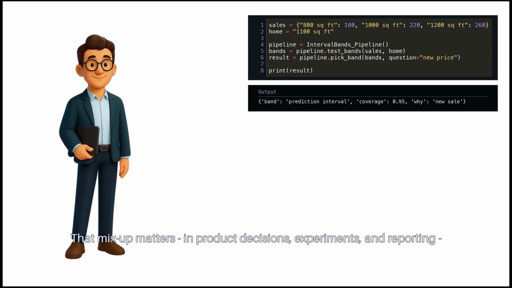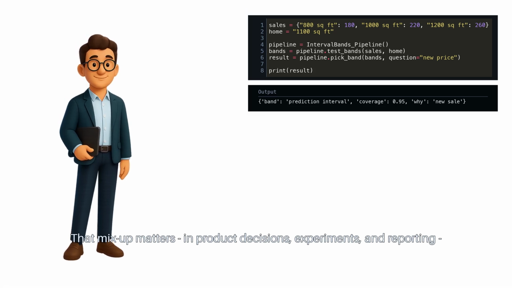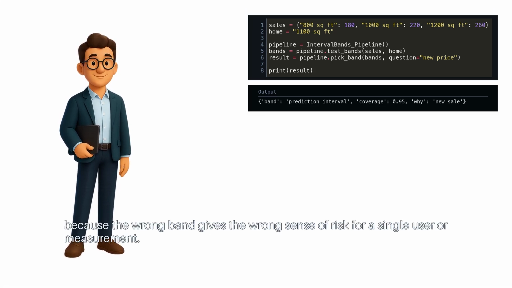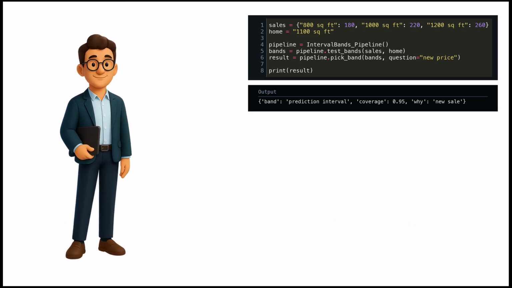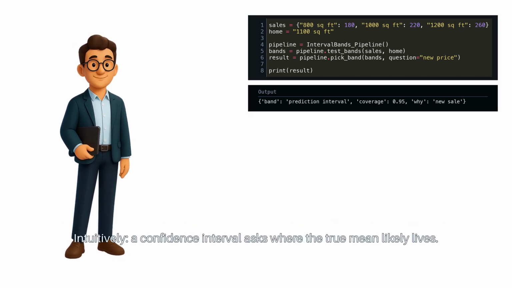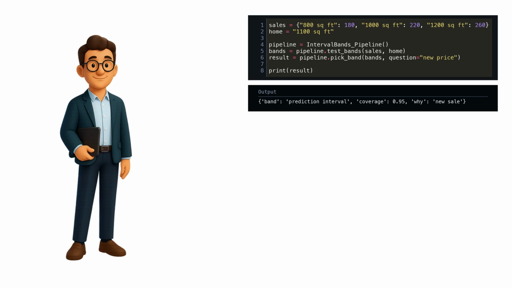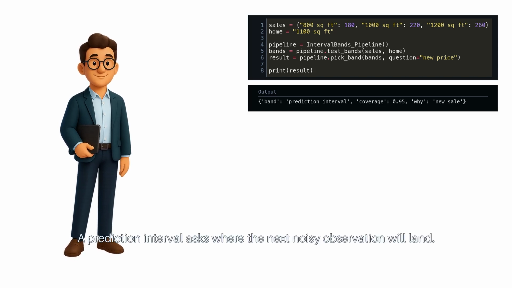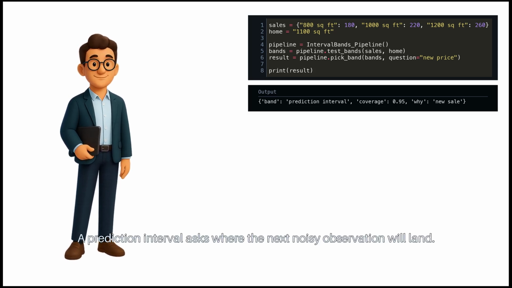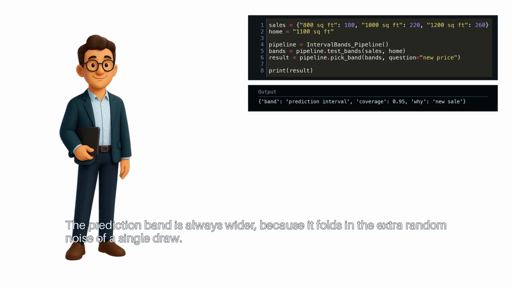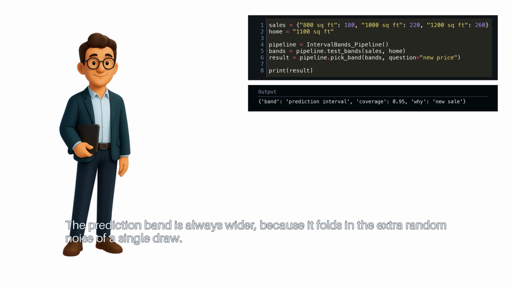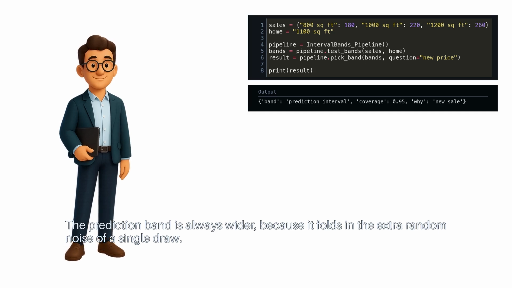That mix-up matters in product decisions, experiments, and reporting, because the wrong band gives the wrong sense of risk for a single user or measurement. Intuitively, a confidence interval asks where the true mean likely lives. A prediction interval asks where the next noisy observation will land. The prediction band is always wider, because it folds in the extra random noise of a single draw.